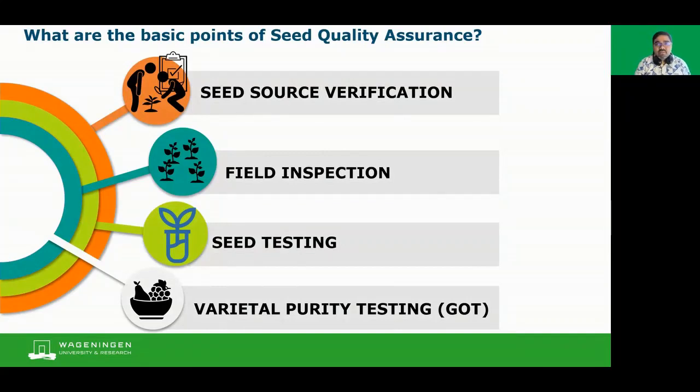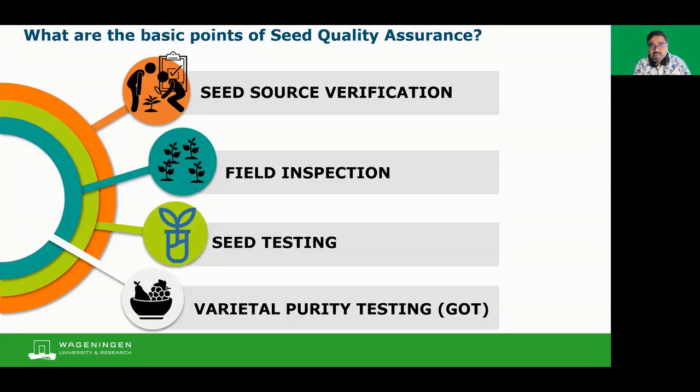As you have already seen in the earlier lectures, seed quality assurance is a third-party assurance system. So what do they do? First of all, the seed source verification. Are the seeds coming from a verified source? Had the seeds been produced in the right way? Are the seeds being used for seed production of very high quality or not? These things we need to verify for the seed source.